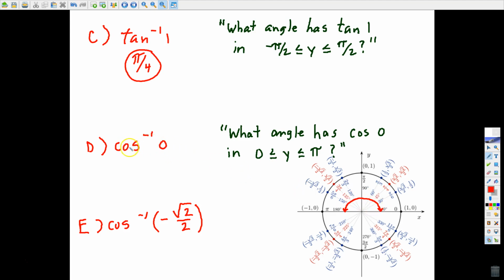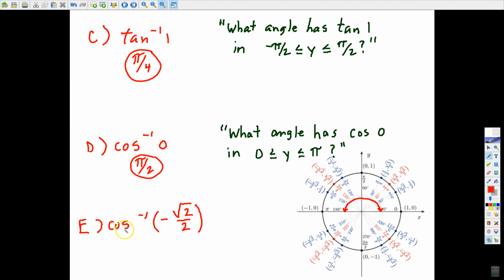Cosine relates to the x-coordinate of an ordered pair. So I'm looking for an ordered pair that has x of 0, cosine 0, and that's right here. That would be the angle in radians. It would be pi over 2.